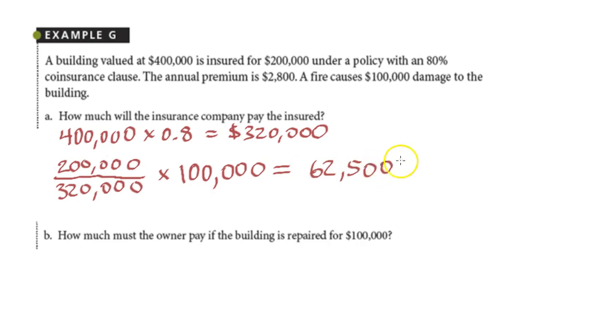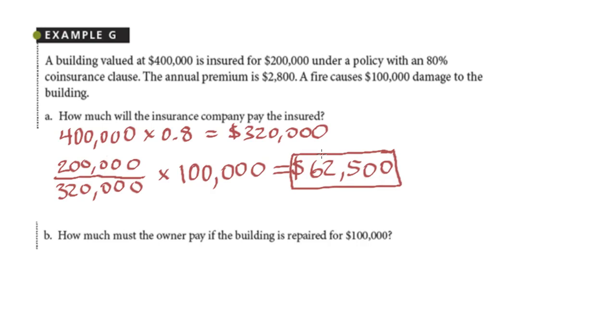So it's not covering everything. Oh, whoops, extra 0. So it's actually, if you figure it out, it's covering 62.5% of the damage, which is this fraction. 200,000 divided by 320,000 is 62.5%. So it could actually be covered up to 100% if the amount that we're insured for is 320,000. But in this case, it's only 200,000, so it's not covering everything. So the insurance company isn't covering everything. It is just covering 62,500.